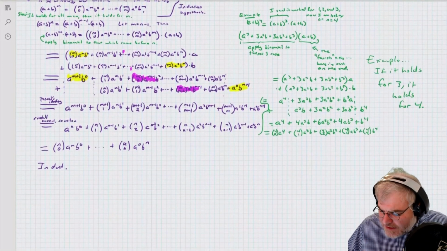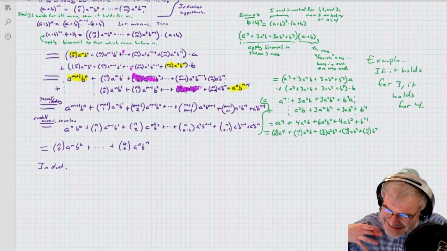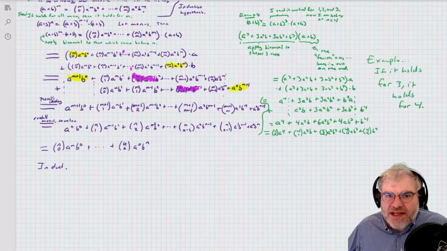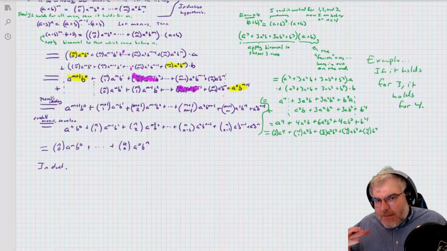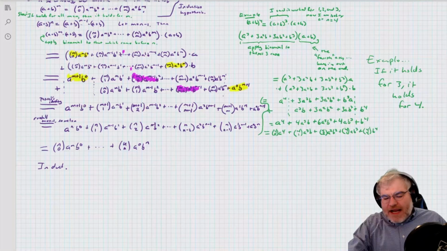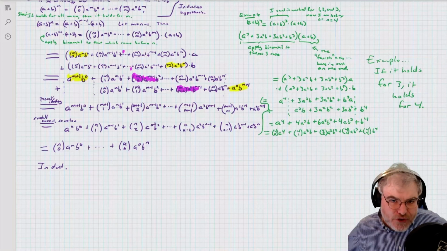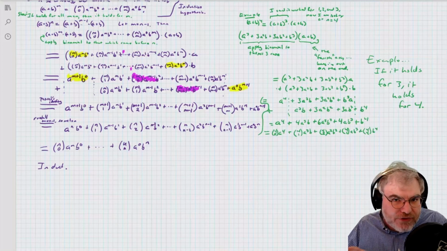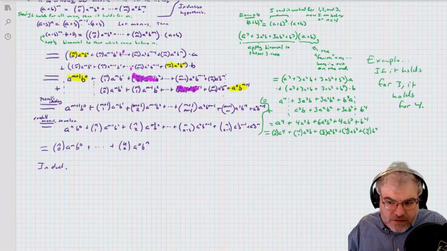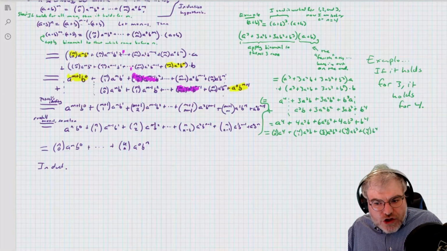It's not an easy proof, but it's mechanical. It's algorithmic, which is entirely different. This proof, unlike the other one, how are you going to teach a computer to do the card trick to figure out the binomial theorem? This one you actually could.